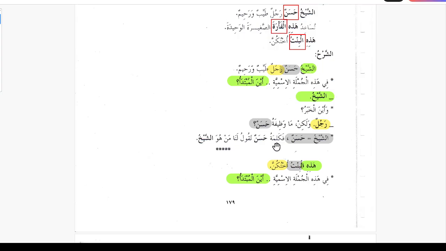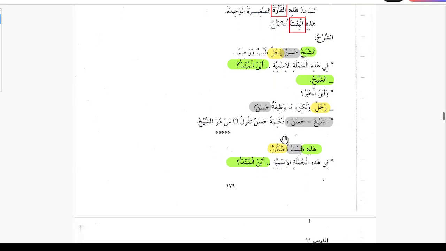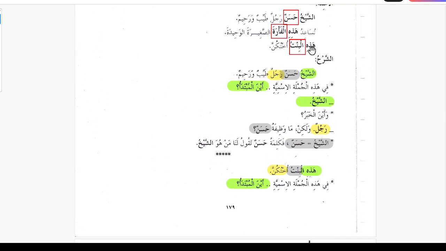So for the word hasanun, taqulu lana man huwa ash-shaykhu. The word hasan tells us who the shaykh is. So this is actually his name, or it tells us who the shaykh is. So that was the first example.